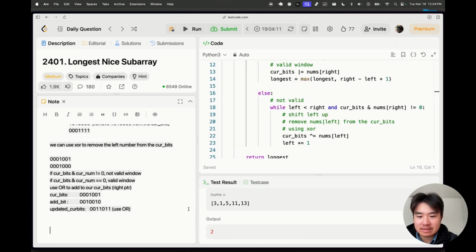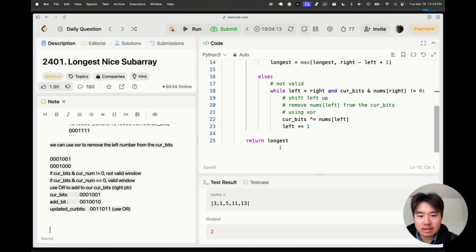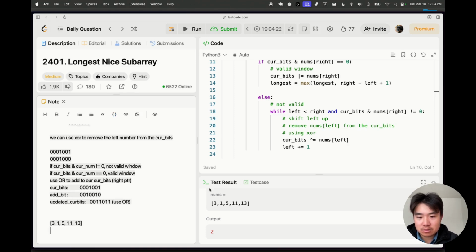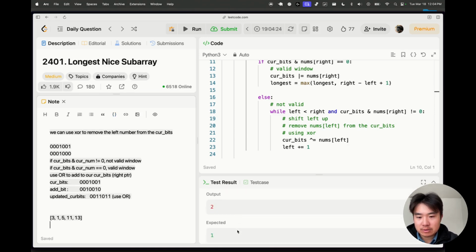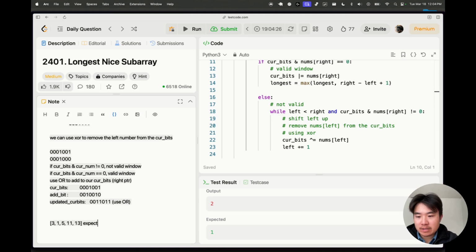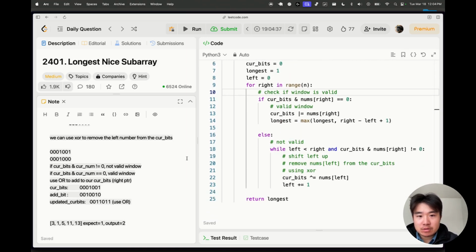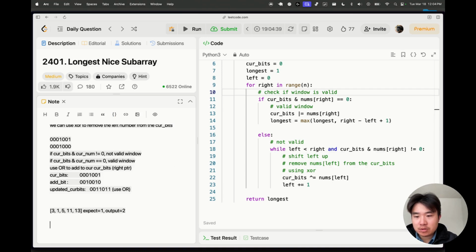So now that it's not working, I'm inclined to just draw everything out. They expect 1. My output was a 2. Okay, and we're going to use sliding window to do this. Let's see.